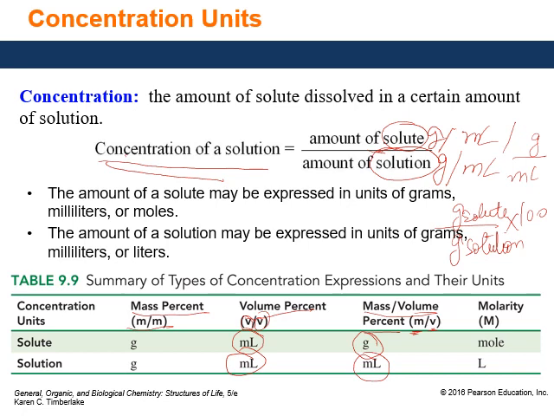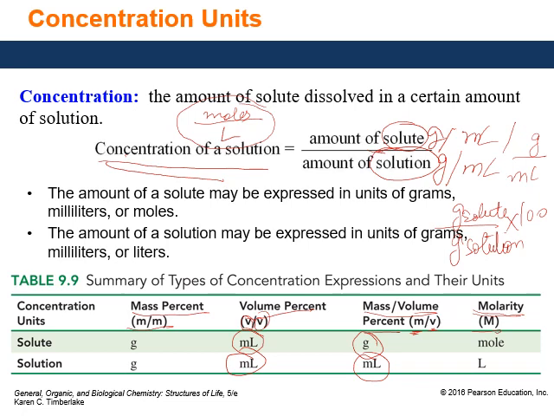mL of solution. The last unit that you would see is a little different from all those that we saw before. In this unit, for the amount of solute, instead of measuring the mass or the volume, we measure it in moles. The amount of solute would be measured in moles, and the amount of solution would be measured in liters. This is a very commonly used unit in chemistry, which is referred to as molarity. Molarity is moles of solute divided by liters of solution.